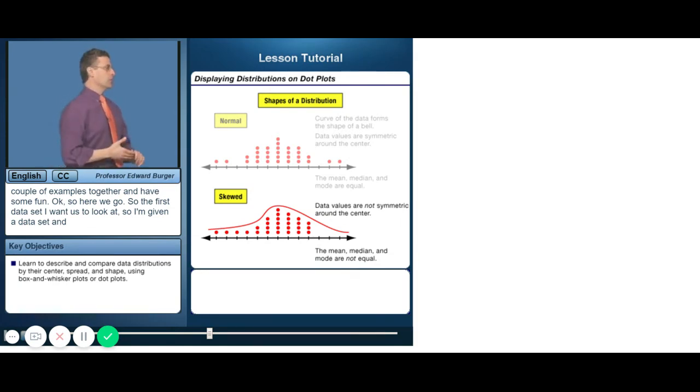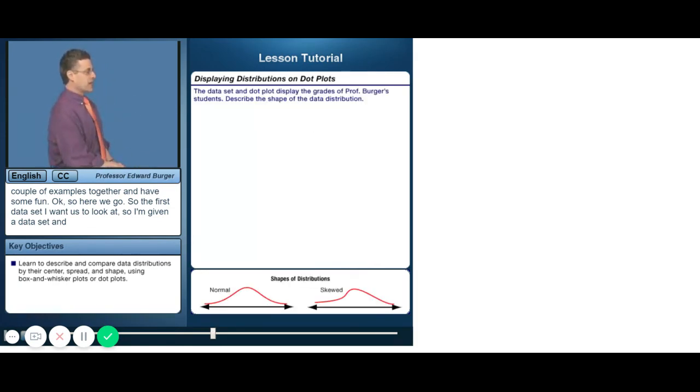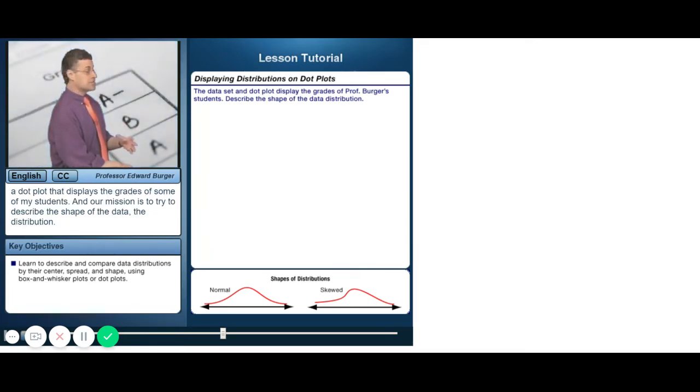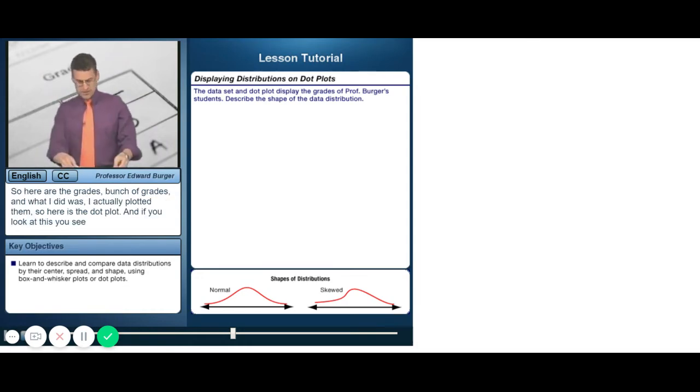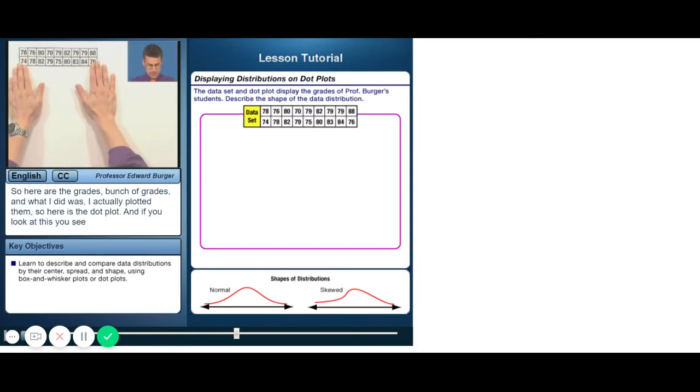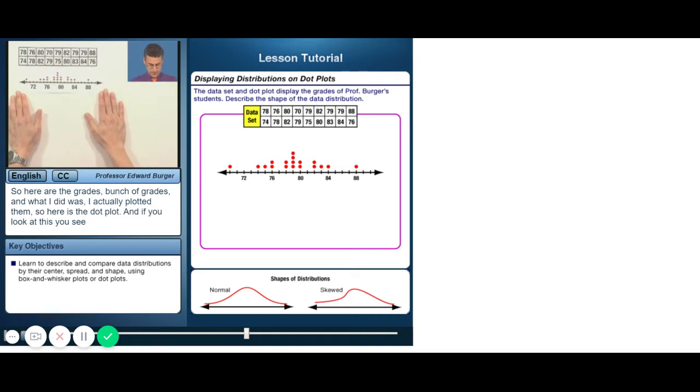Okay, so here we go. The first data set I want us to look at is a data set and a dot plot that display the grades of some of my students. And our mission is to try to describe the shape of the data distribution. So here are the grades, a bunch of grades. And what I did was I actually plotted them. So here's the dot plot.